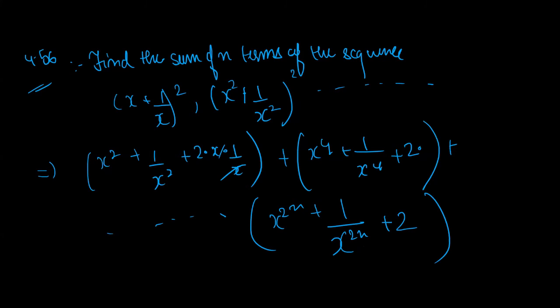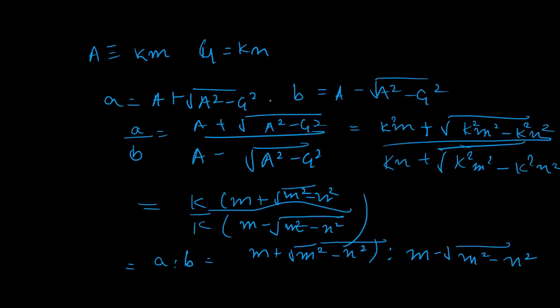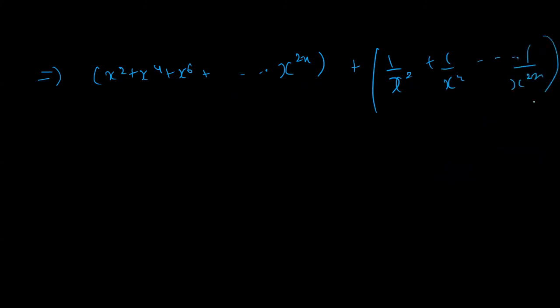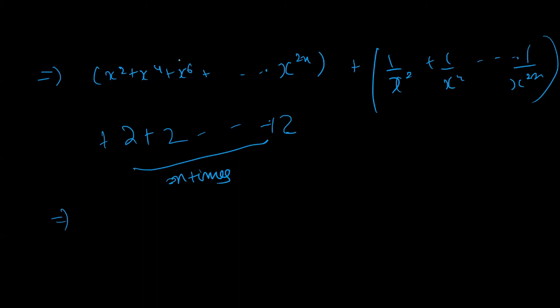Then what we can do is separate all these x square, x4, x6, x8. Can we do that? So we'll go to x square plus x4 plus x6 up to x to the power 2n, then plus 1 by x square plus 1 by x to the power 4 up to 1 by x to the power 2n. And there were 2 plus 2 plus 2, that also n times, right? Okay, this is clear why n times, because it was like this only.